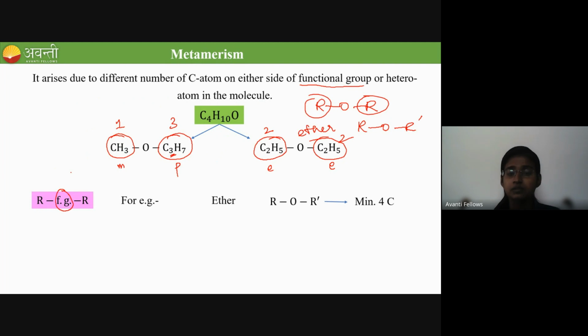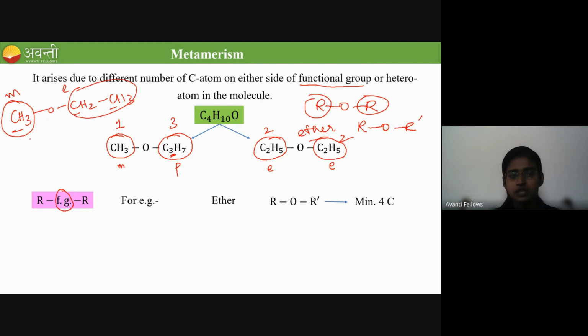And if an ether has to exhibit metamerism, a minimum of 4 carbons is required, because with 3 carbons you cannot draw the metamer. Okay, if I take 3 carbons, like CH3OCH2CH3, in this compound we have 3 carbons, right? One is methyl and the other one is ethyl.